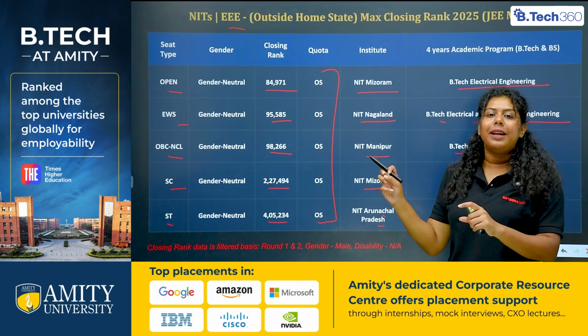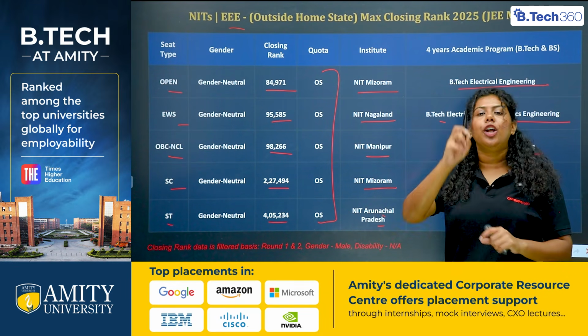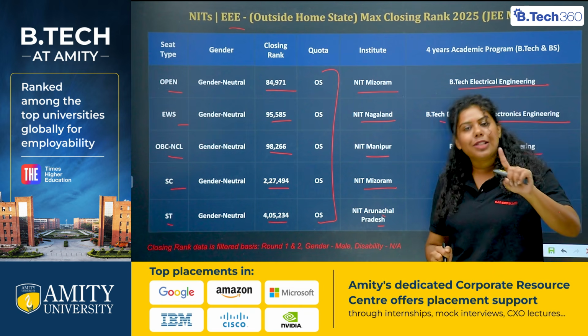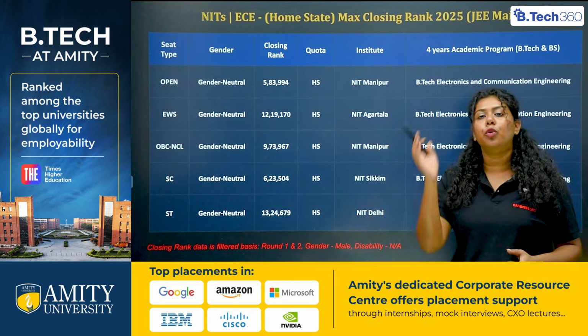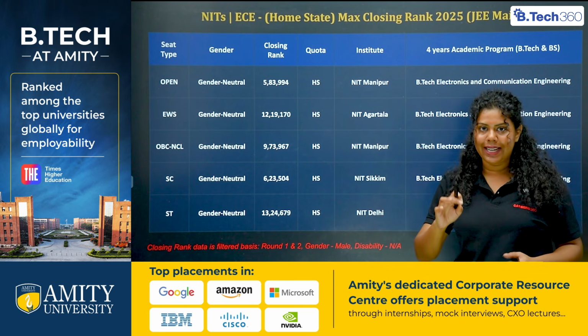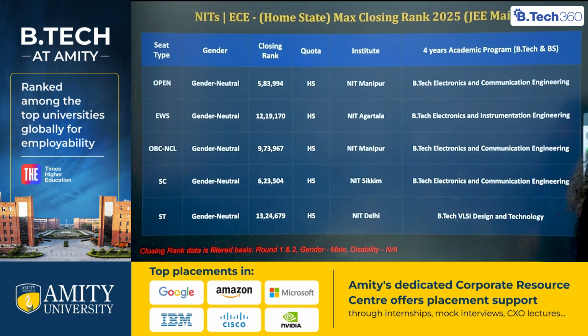So these were all the outside state ranks for NITs in the branch Electrical and Electronics Engineering. So this gives you a better idea which NIT to target according to your specific category. Now let's do the similar analysis for the ECE branch also. For ECE branch also we are going to do an outside home state and a home state analysis. We'll start with the home state analysis.